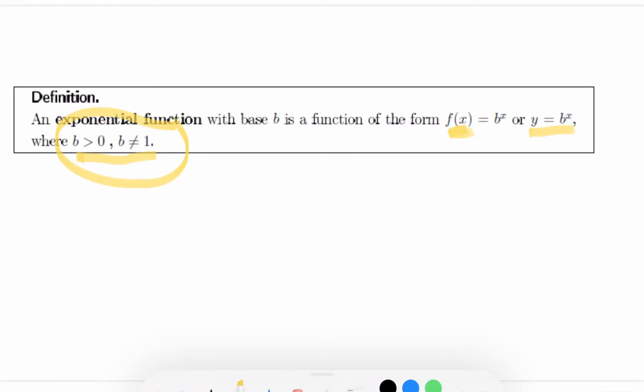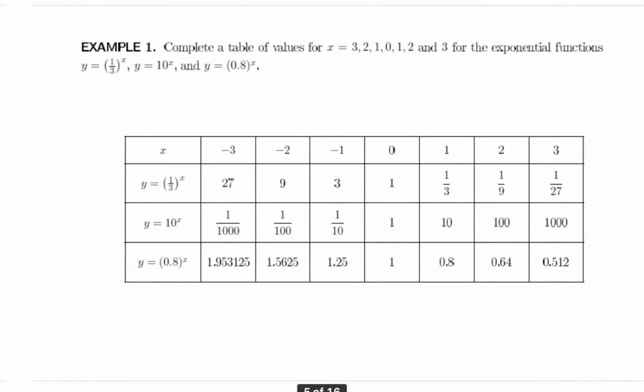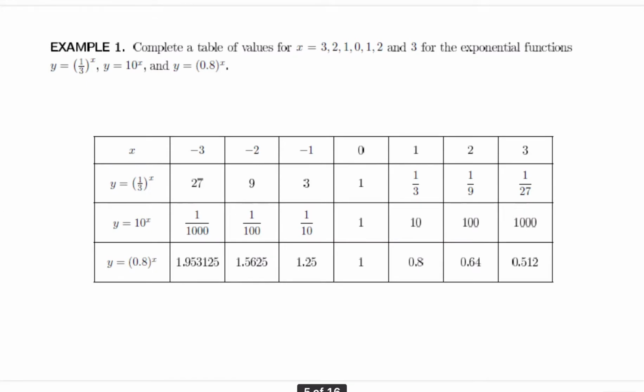Take note, your variable x, the element of your domain, is an exponent. b is the base, and x is your exponent. So we have this example. Complete the table of values. x equals negative 3, negative 2, negative 1, 0, 1, 2, 3.